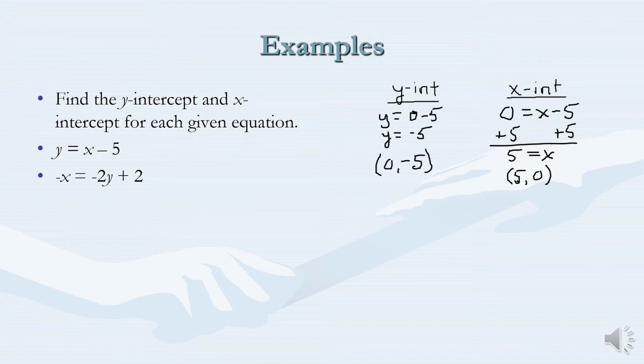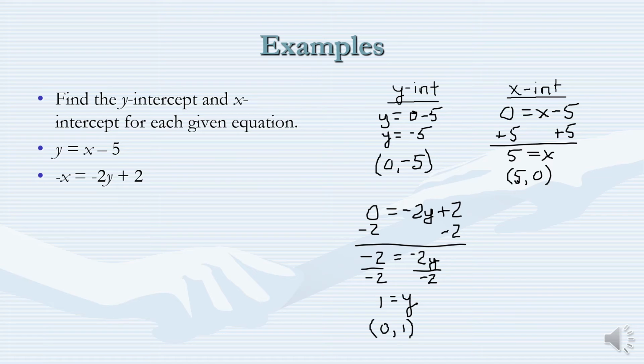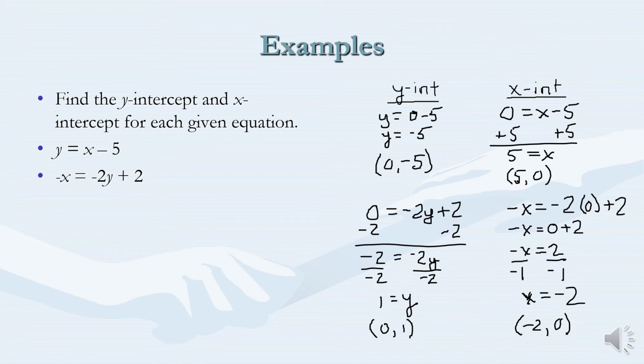For the bottom example, with -x equal to -2y plus 2, to find the y-intercept, I plug in 0 for x. That eliminates the negative since 0 is a neutral number. And then I subtract 2 from both sides and divide by -2 on both sides to get 1 equal to y. So my point is (0, 1). For the x-intercept, plugging in 0 for y and solving through gives me x equal to -2. Therefore, my point is (-2, 0).